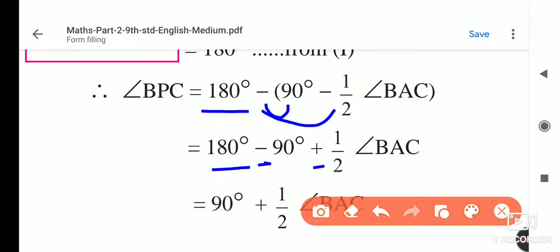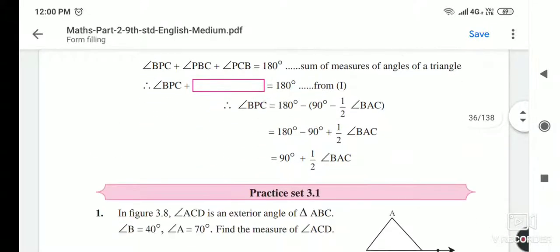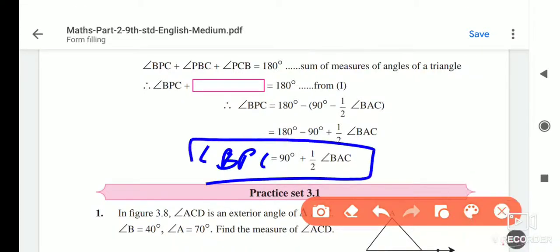So here the sign changes and just write the remaining part of the equation as it is. So 180 minus 90 minus 1 half BAC. So 180 minus 90, what is the answer? 90, and 90 plus 1 half BAC, we have proved. So therefore we have to write here angle BPC is equal to 90 plus 1 half BAC. We can prove it easily.